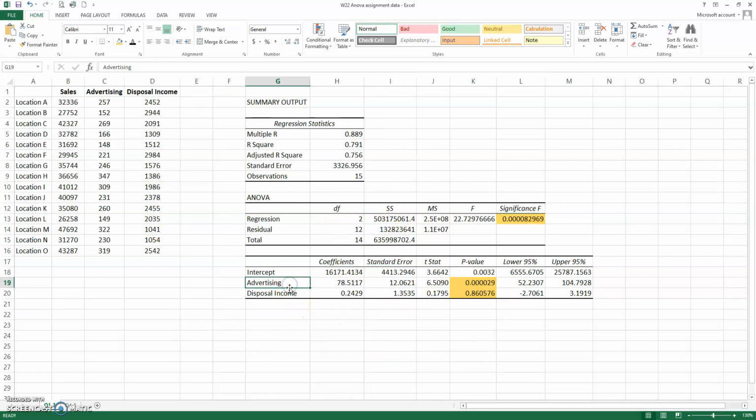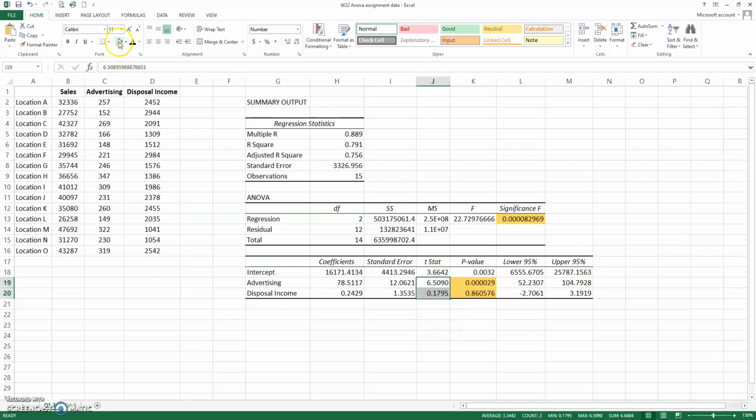We can look at advertising as one independent variable. The p-value is less than 5%, so that would indicate that advertising has a significant role in this model. Disposable income is not less than 5%, so disposable income might not be a good predictor of sales for this example. So those are some of the values.